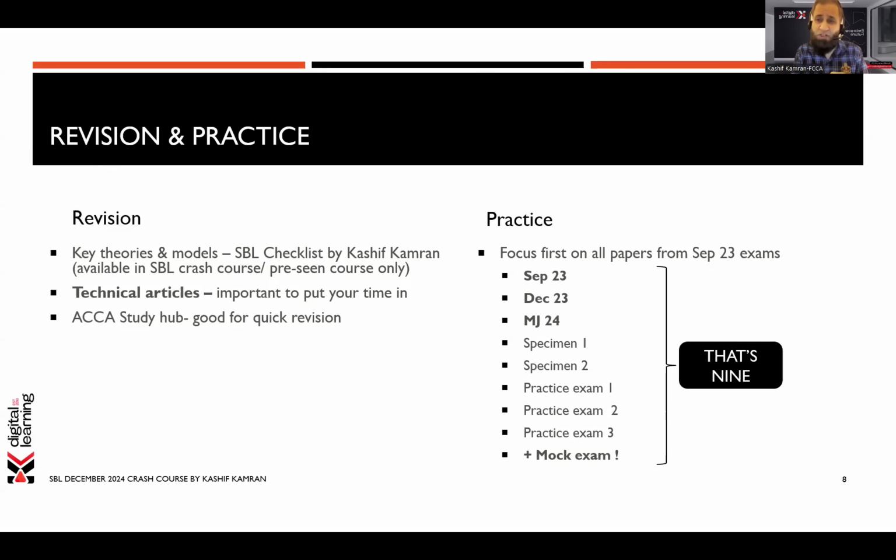If you get access to my SBL checklist by Kashif Kamran, in that checklist, I have also already covered the linkage to the article. So wherever there is a model which is covered in the article, I've given a link of that. So okay, this model can be covered from the article. If a model is not covered in the article, then you have to cover it from some other sources. The best of them is the ACCA Study Hub. So you can directly go to the ACCA Study Hub and you can read the model, you can read the theory, and you say, okay, I know it. So that checklist is more like a self-assurance checklist, but a reasonable assurance, right? Not an absolute assurance, because again, that checklist is not exhaustive.